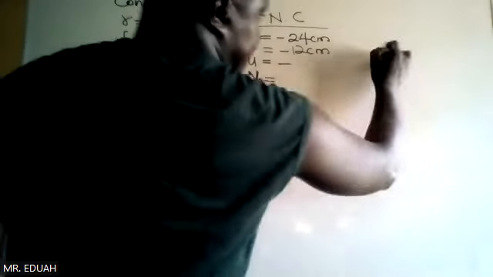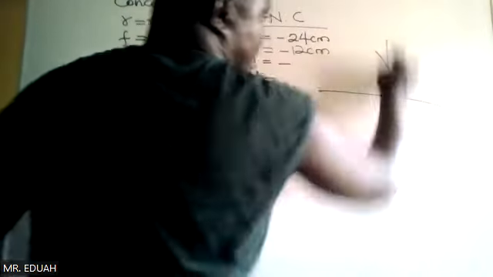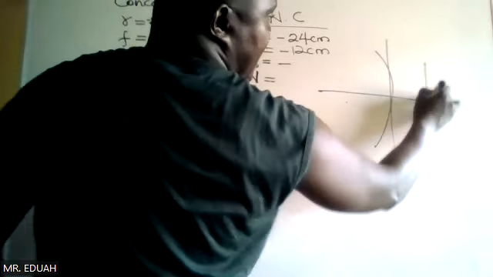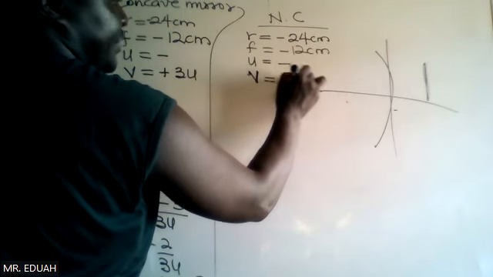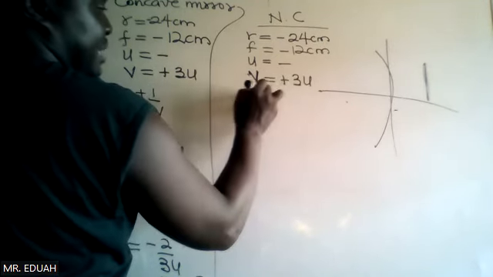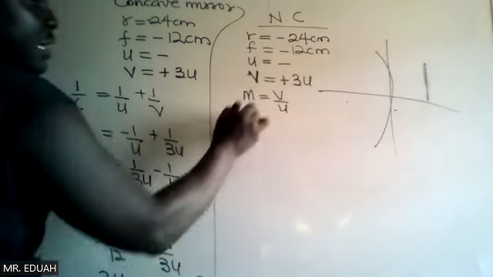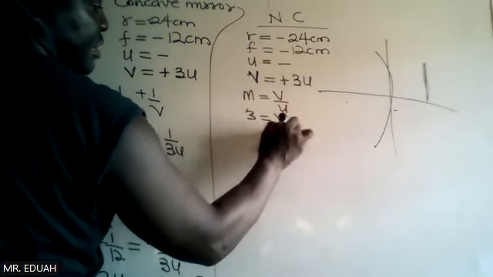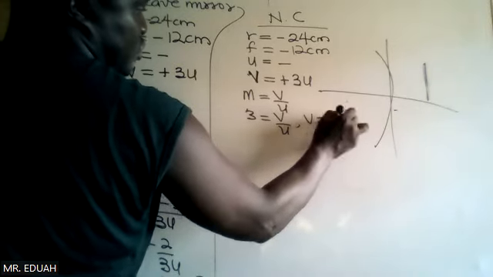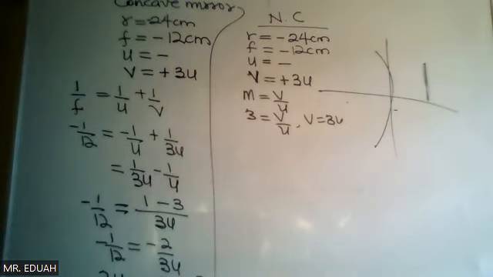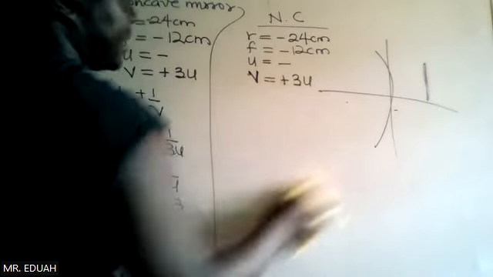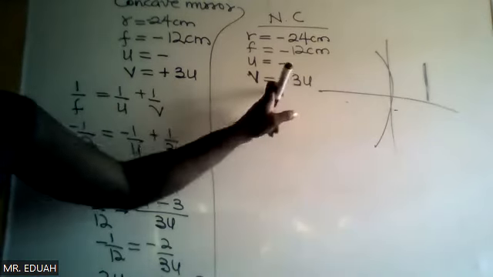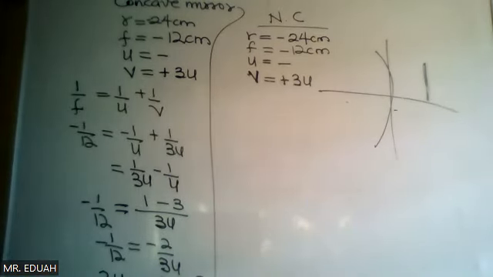Okay, so NC, please, X and Y axis. The image will be here, and so V will be positive. So this is plus 3U, and I'm using the magnification. If this is 3, then V will be equal to 3U. That's what I'm using. Because the image is virtual, formed at the other side of the object, that is why it is plus. Get the difference between the RP and the NC.